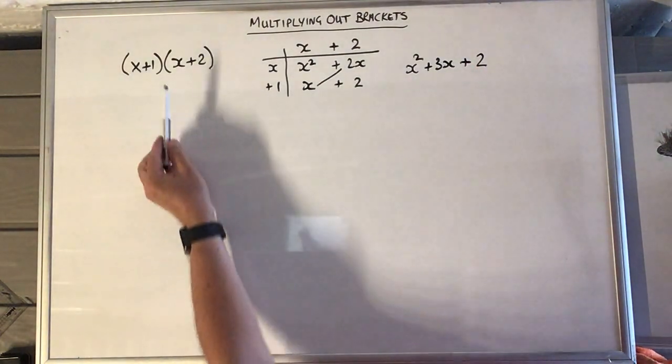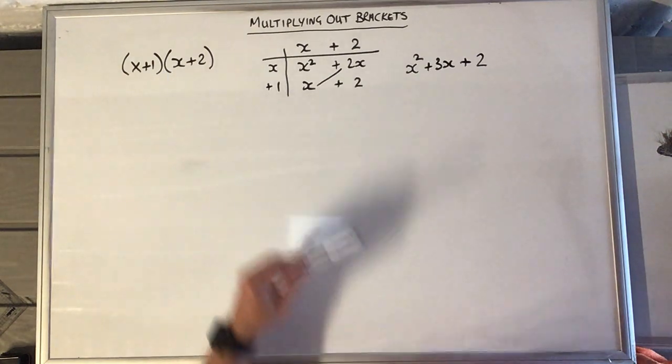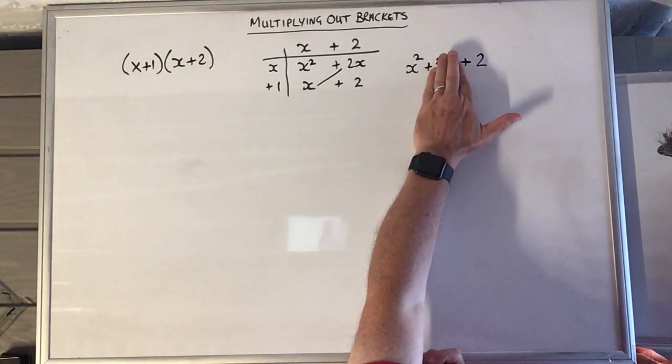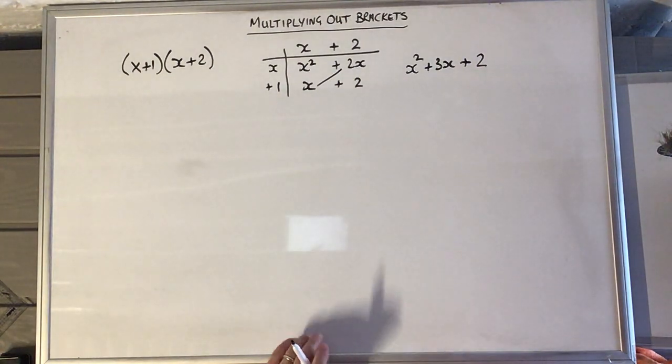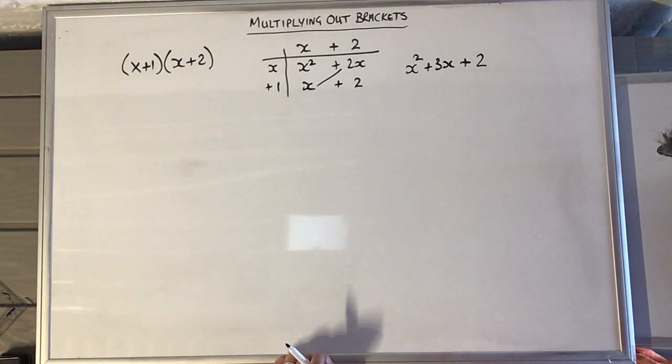Now, people that try to do this in their head normally come up with x squared plus 2 and they miss a middle term. That's very common for people to make that type of mistake. So never ever try and do it in your head.